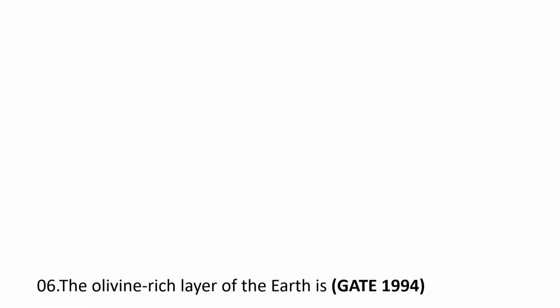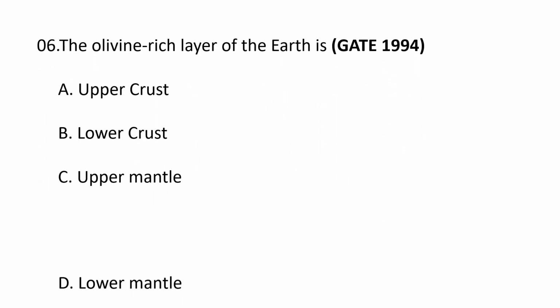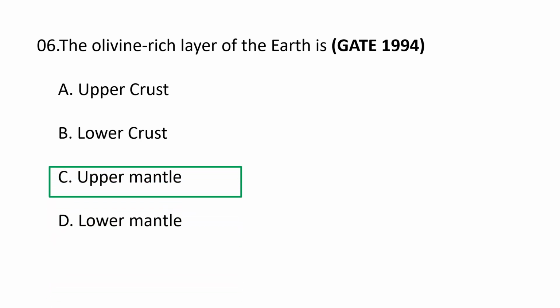Next question. The olivine-rich layer of the Earth is A. Upper crust, B. Lower crust, C. Upper mantle, D. Lower mantle. The olivine-rich layer of the Earth is known as the upper mantle. Olivine and its high-pressure structural variants constitute roughly 50% of the Earth's upper mantle, and olivine is one of the Earth's most common minerals by volume. The metamorphism of impure dolomite or other sedimentary rocks with high magnesium and low silica content also produces magnesium-rich olivine. This is also known as forsterite. So the olivine-rich layer of the Earth is the upper mantle. C is the correct option.